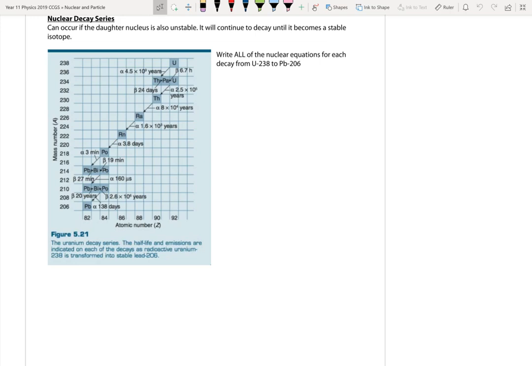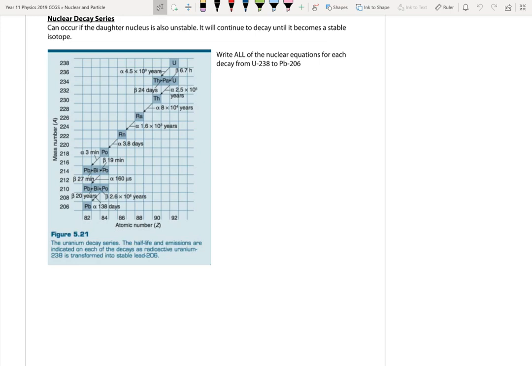You've got your uranium-238, 92. Thorium-234, 90, plus alpha. It's all there. You just grab the information off. It's just an alpha, isn't it? Oh no, plus energy. Write all the nuclear equations for each decay from uranium-238 to lead-206. You don't have to add the times. Don't worry about the times. Just the decay mode.